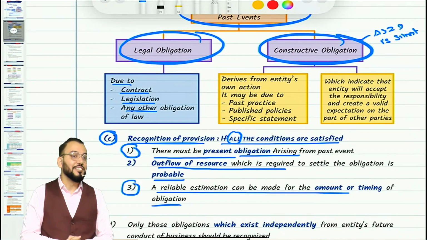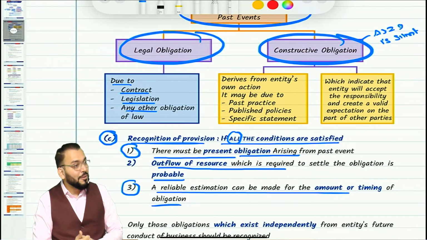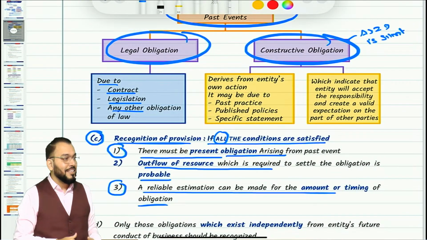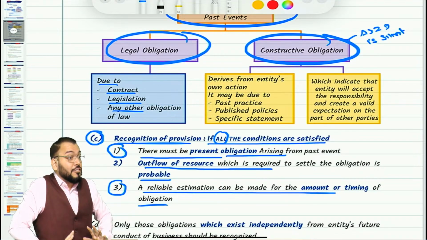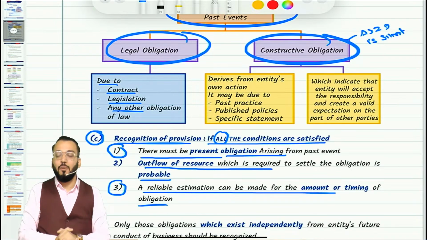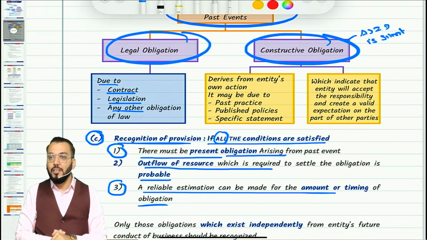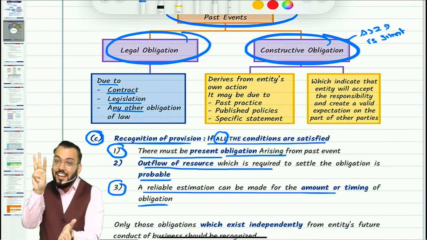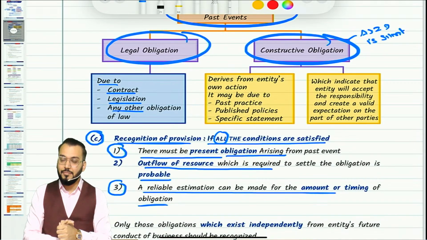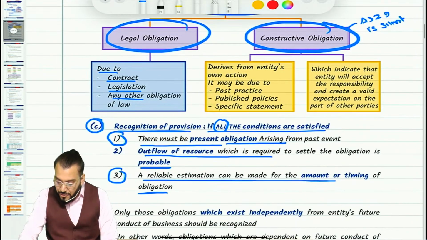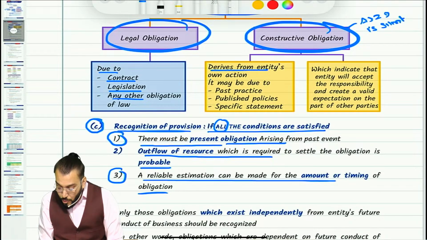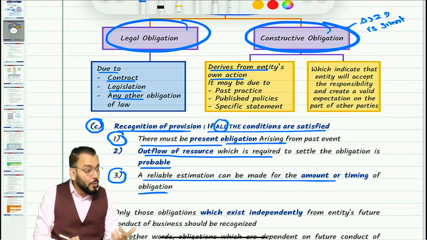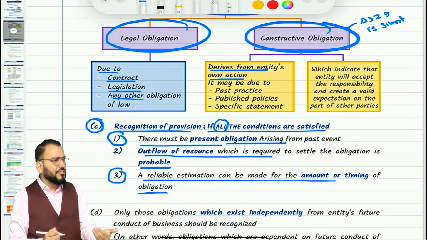This is constructive obligation. It means any obligation which arises due to the entity's own action. Any obligation which arises due to the entity's own action is known as constructive obligation. So for that also apply what? Ind AS 37. If all the three conditions are satisfied, then create what? Provision. Have you understood what I am saying? So what is the meaning of constructive obligation? It derives from the entity's own action. So I have made an announcement, that is my own action.